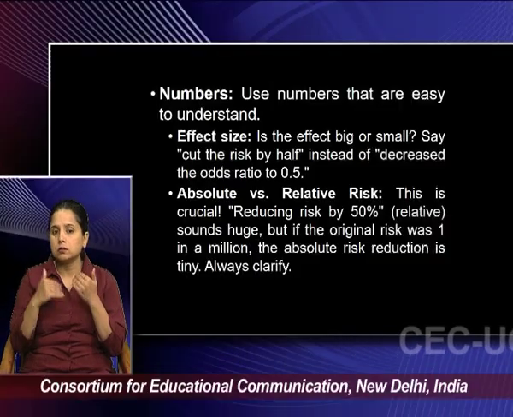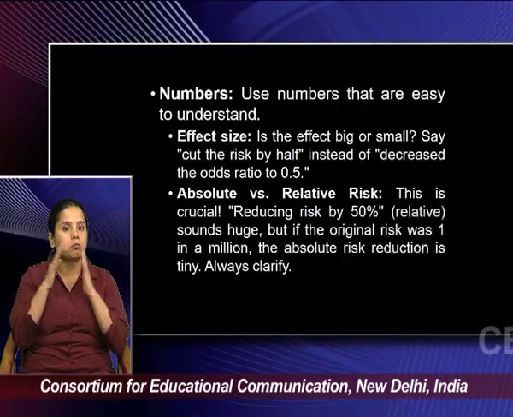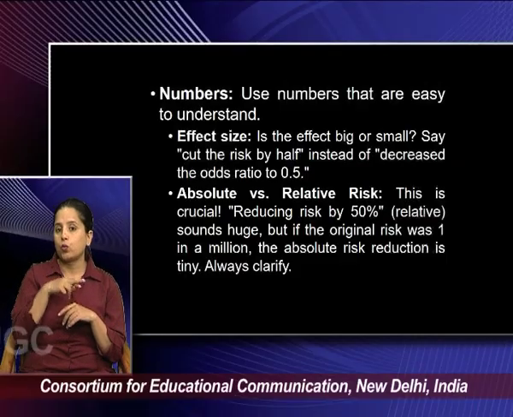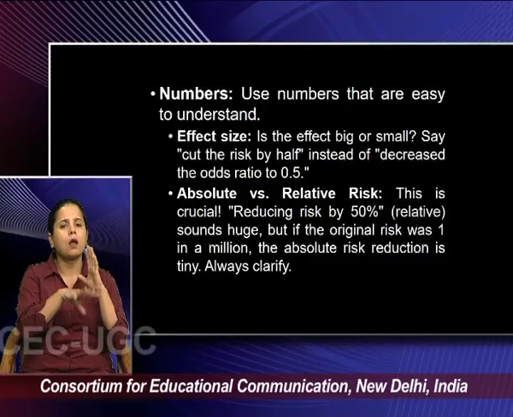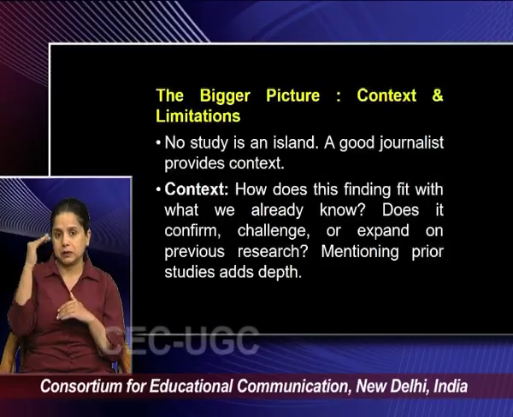Numbers: use numbers that are easy to understand. Effect size: is the effect big or small? Say, cut the risk by half, instead of decrease the odds ratio to 0.5. Absolute versus relative risk is crucial. Reducing risk by 50% relative sounds huge, but if the original risk was 1 in a million, the absolute risk reduction is tiny. Always clarify.